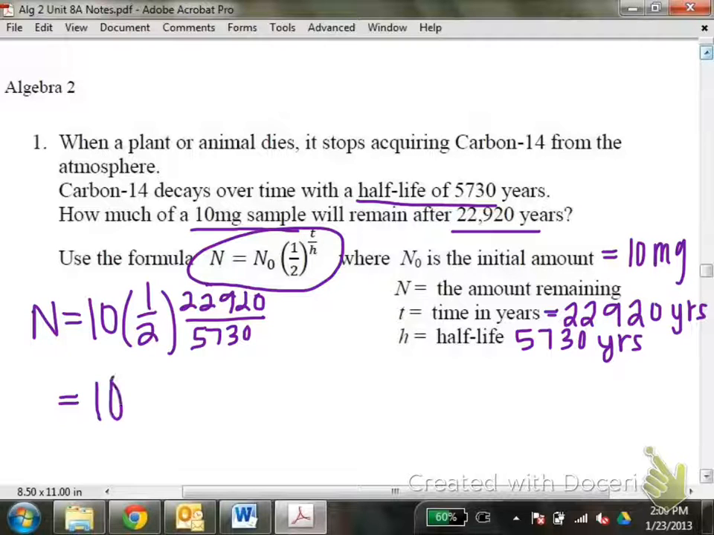So that is 10 times 1/2. That fraction reduces to 4. It's a 4. Yeah, 22,920. Okay.